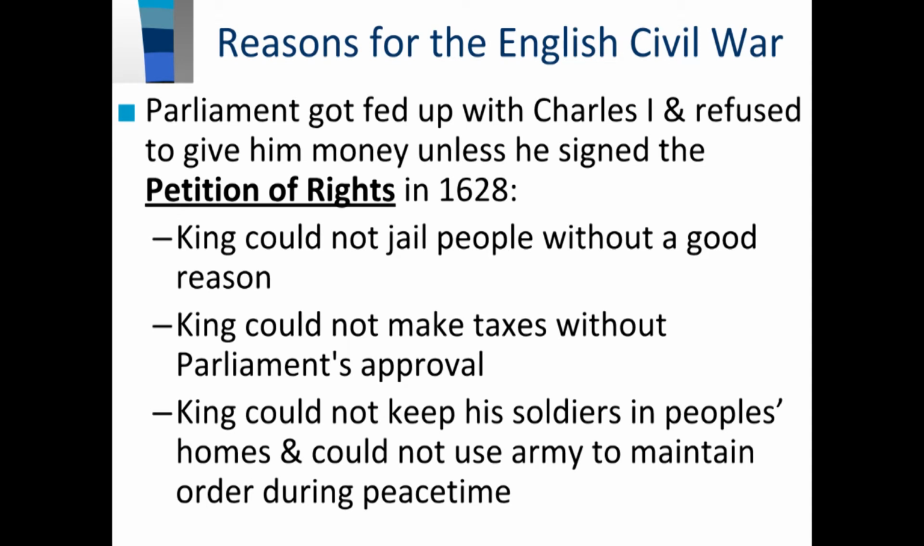So Parliament got really fed up with Charles I. They were just not having him. So they created this thing called the Petition of Rights in 1628. And they refused to pay Charles money unless he did these things.